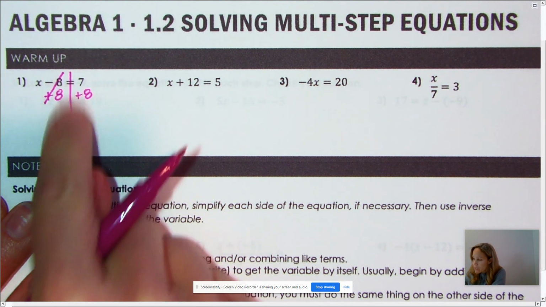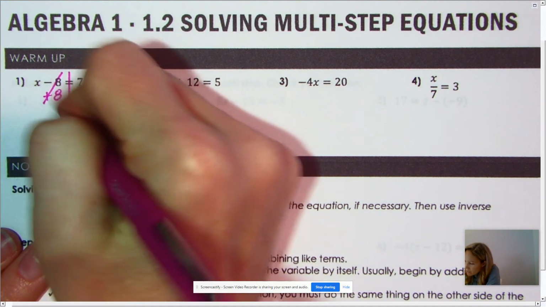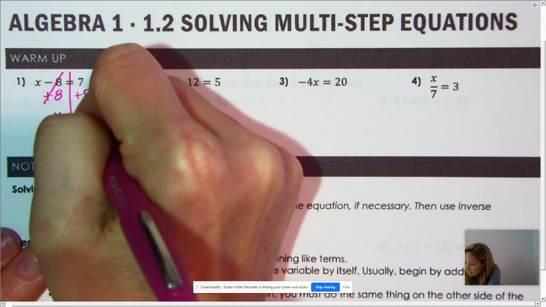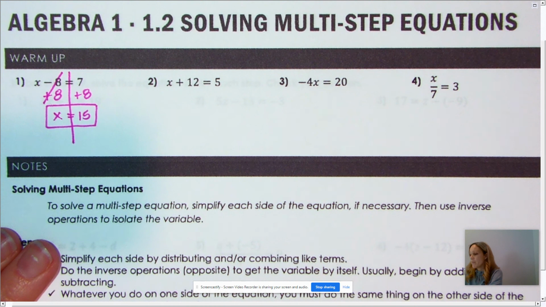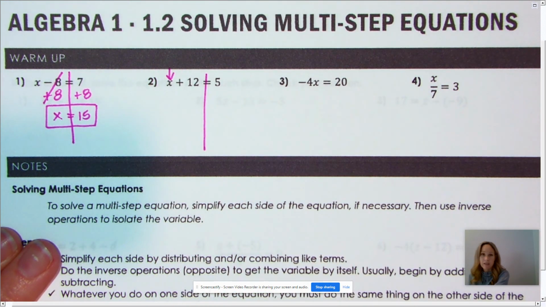So remember, wherever the equal sign is, that's where the equation is perfectly balanced. If I add 8 to one side, I have to add 8 to the other side, and then they're equal again. So on this side, we have x. On this side, we have 15, and that's it. This one, there's the number, sorry, the variable we're trying to solve for.